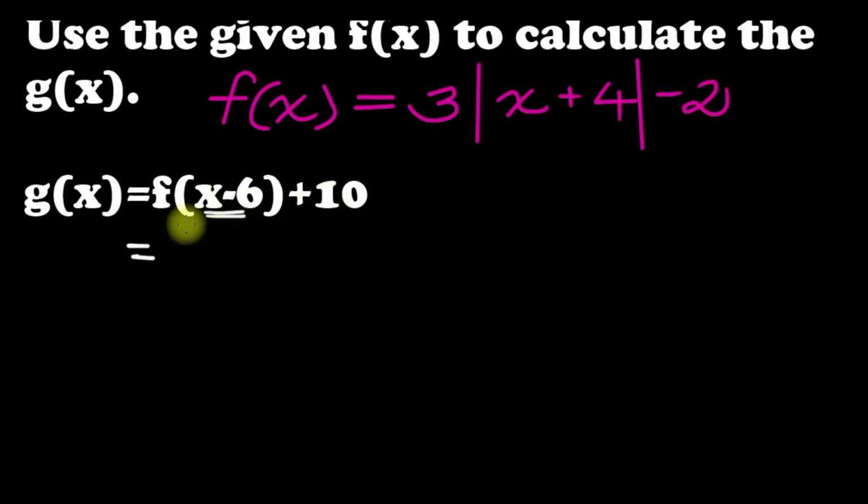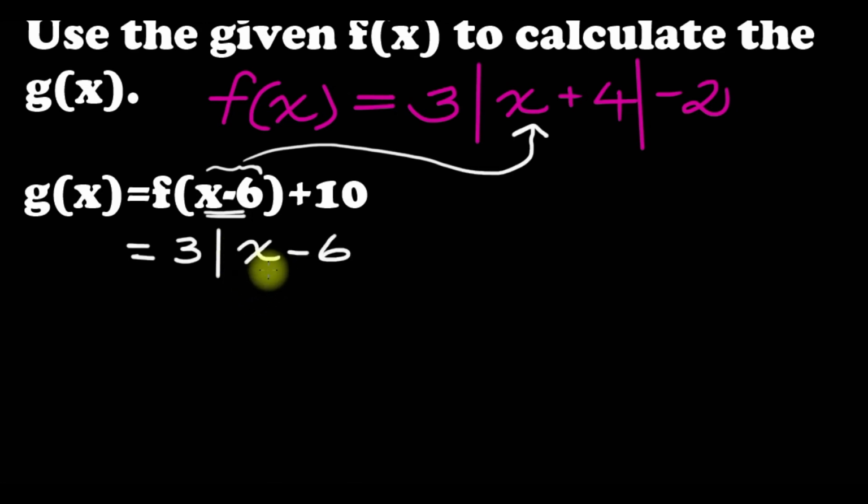The x minus 6 is the x of f of x. So what that means is you've got to take that x minus 6 and plug it into the x of f of x. So it's going to look like this. g of x is 3, and then the absolute value. Then you're going to put in x minus 6, so replace x with x minus 6 right here. And then bring over the plus 4, and then bring over the minus 2.